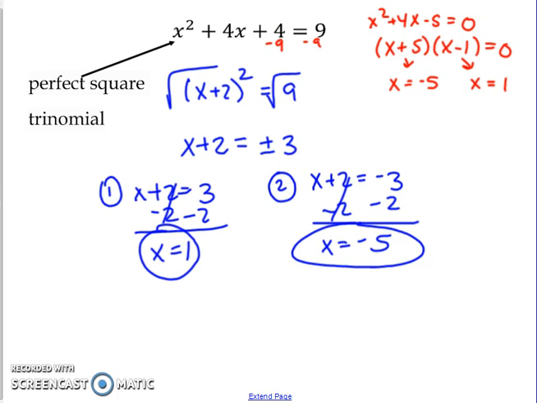Now the other way is a little bit faster. You don't have to factor. You just get a perfect square, and then you take the square root.